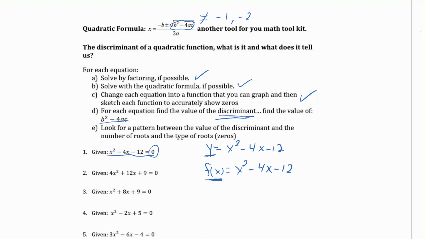Then it says look for a pattern between the value of the discriminant and the number of roots and the type of roots. So remember roots, I know sometimes people get confused by that. If that's my graph and I had something like that, remember roots mean the same thing as zeros. Sometimes they're called solutions. They just really mean my x-intercepts. So those are my roots, my solutions, my zeros, whatever. All right.